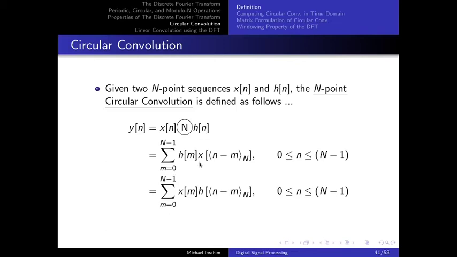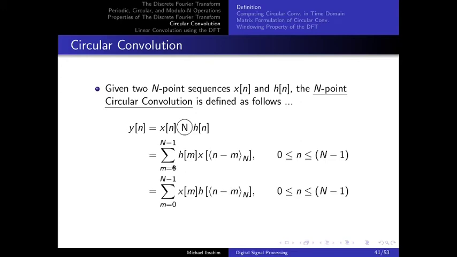Computing the N-point circular convolution between x of n and h of n is defined as follows: summation of h of m x of n minus m modulo N from m equal to 0 up to N minus 1, or x of m times h of n minus m modulo N, summation going from m equal to 0 up to N minus 1. If you compare this form with the linear convolution, you will find two differences. The first difference is that here the shifting and folding is done in a circular fashion. Instead of having x of n minus m, now it's n minus m modulo N. So we have circular shifting and circular folding.